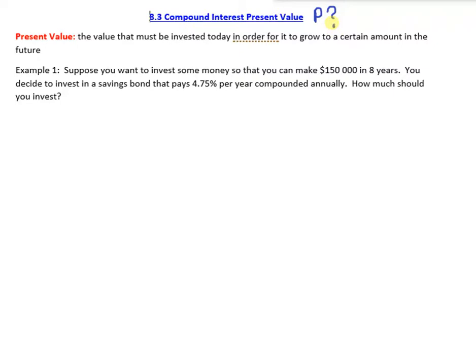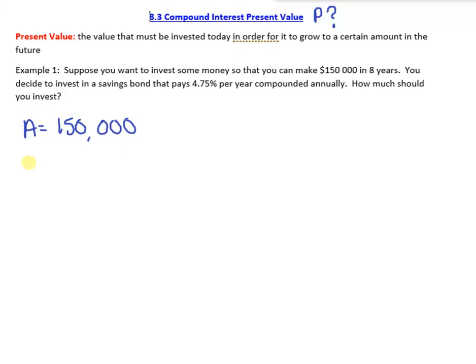Okay, so it's a little bit backwards. That's okay. If you understood 8.2, then 8.3 is going to be very easy. So suppose you want to invest some money so that the amount that you actually kick out is 150,000 in 8 years. And where we see this a lot is like retirement. Like we know we want to retire with, say, $1 million. So how much do I have to invest now?